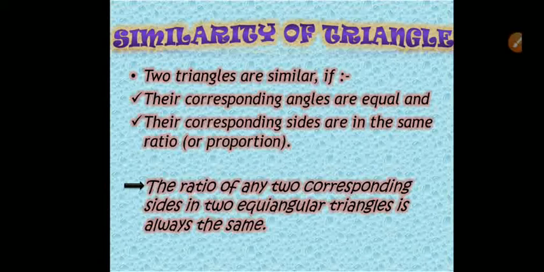Two triangles are similar if their corresponding angles are equal and their corresponding sides are in proportion, means the ratio of the corresponding sides is equal. Then the triangles are similar triangles. The ratio of any two corresponding sides in an equilateral triangle is always the same, means in an equilateral triangle the ratio of all three sides is always the same. In a square that also happens, and that's why we can say that squares and equilateral triangles are always similar figures.